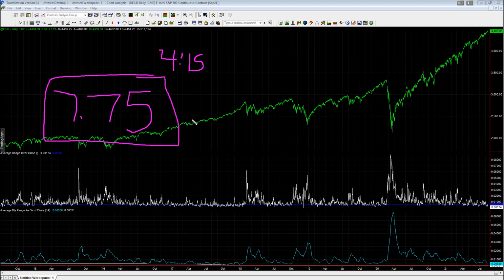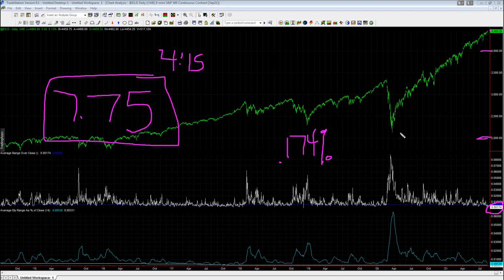To give you an idea, I put two indicators on this chart to highlight this. You see 0.00174, that is 0.174% of the close, the high minus the low over the close. So you're taking this percentage range as a function of the close. If the S&P is at 2,000, a 1% move is 20 points. If the S&P is at 4,000, a 1% move is 40 points. And we're looking at a 7.75 point range today.